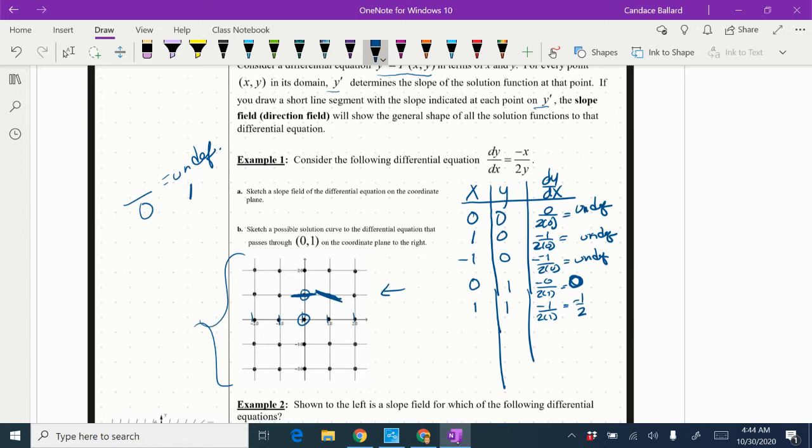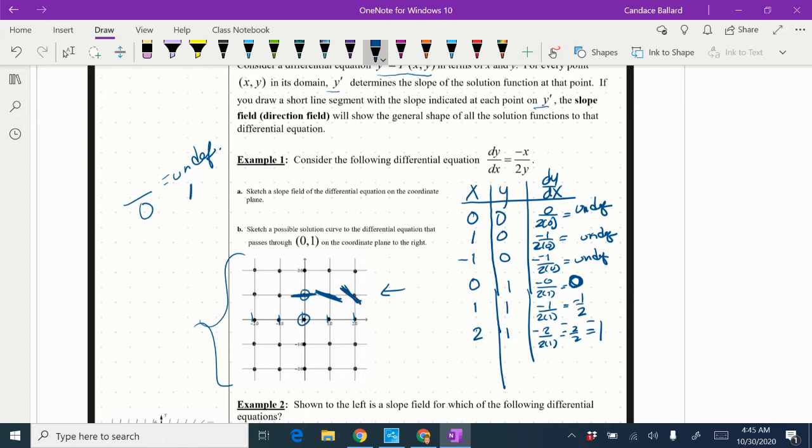Right, and then I'm going to go out 2, up 1, and I'm getting -2 over 2 times 1, which is -2 over 2, which is -1. I missed the negative in front. So I'm getting a slope that's steeper than the one I originally drew.